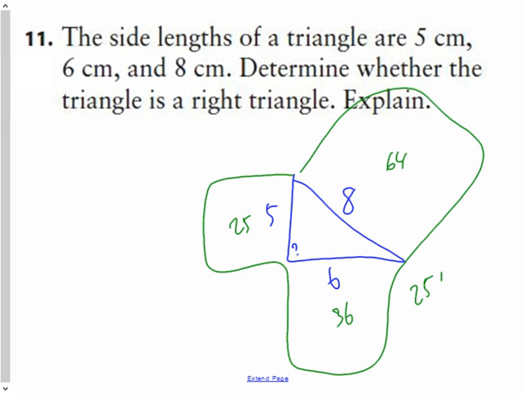Does 25 plus 36 equal 64? No, it does not. It's close. It's 61, which means it's close to 90 degrees, but this is not a 90-degree angle, and therefore it's not a right triangle.